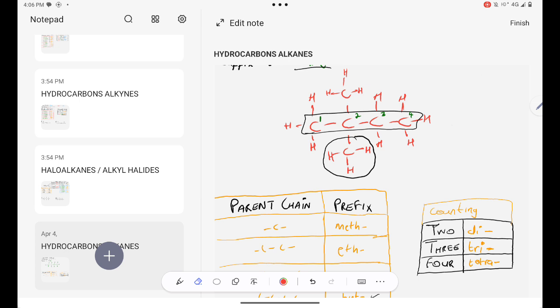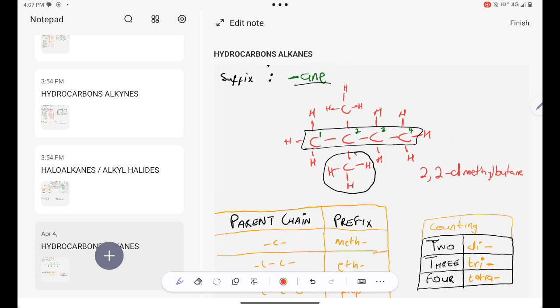But remember that you must always write down the address of your side chain. So I know that in carbon number 2, since I have 2 of the side chains, I'll simply say in carbon number 2,2, I have dimethyl butane. This would be 2,2-dimethylbutane.